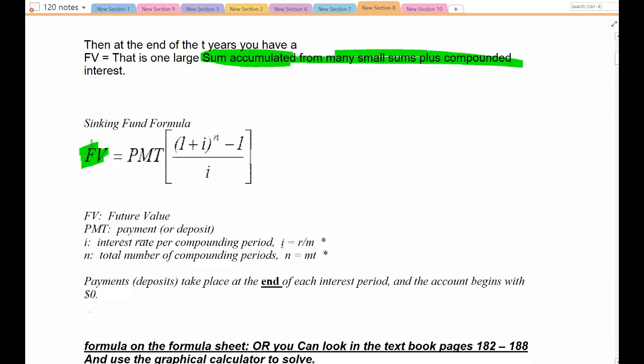And if you'll notice, nowhere in the formula is there a present value, because present value is 0. Right? There's $0 at the beginning. There's nothing in the present amount. Alright, then I've got my future value, which is the large amount of money I've saved by both plugging money into the account and earning interest on the money I've plugged into the account.